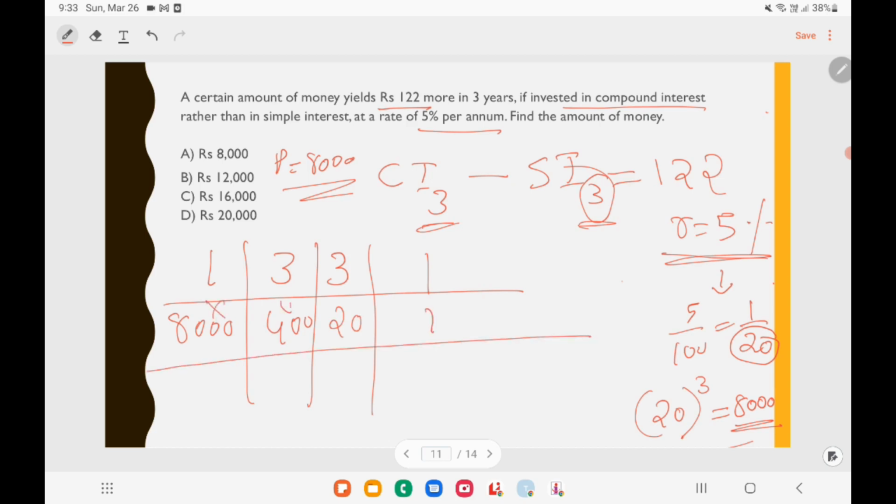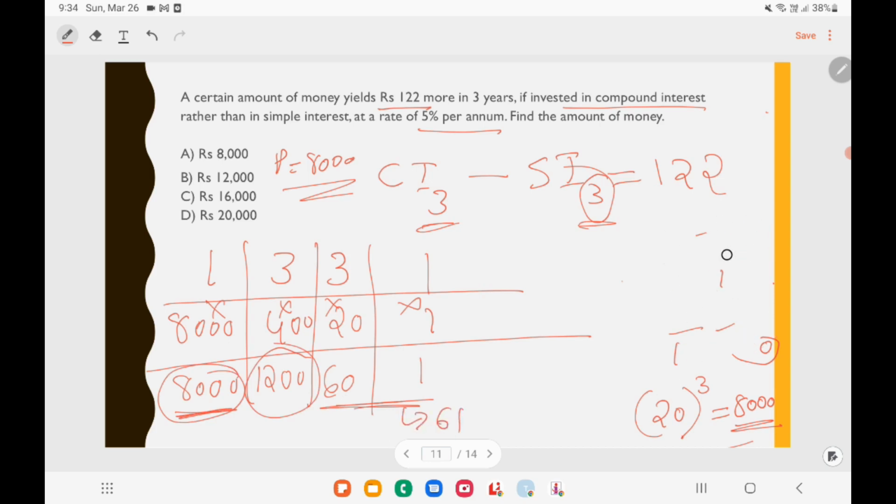Now you need to multiply. 1 into 8,000 is 8,000. 3 into 400 is 1200. 3 into 20 is 60. And 1 into 1 is 1. Now here 8,000 is the principal amount, right? 1200 will be the simple interest and the difference will be 60 plus 1, 61.